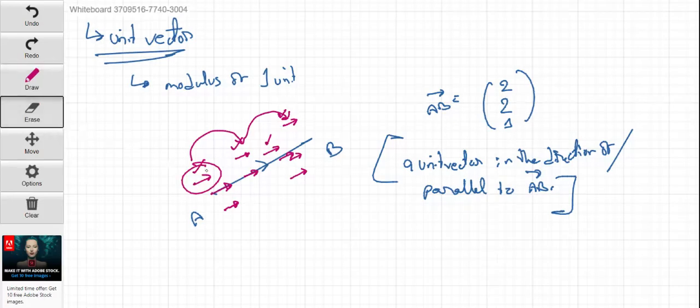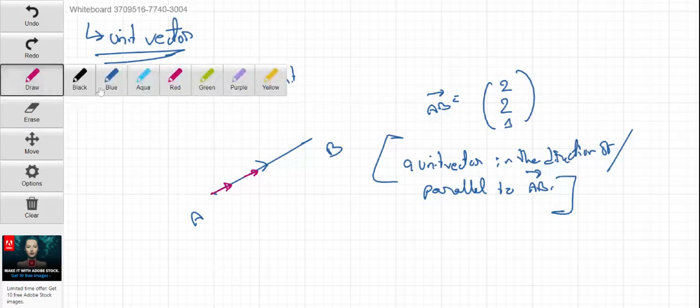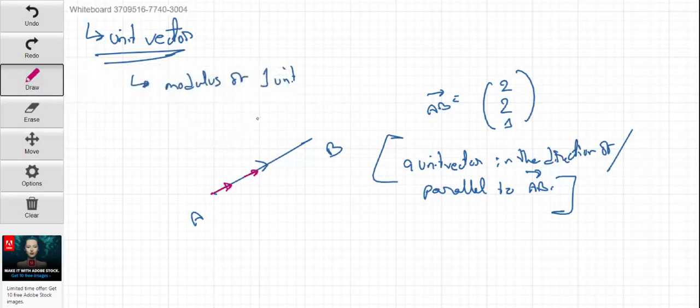So the way to think about this is, since I'm looking for a vector in the direction of AB, how about I think of it this way? I know that AB is a certain length long, and I can make use of that length or modulus in finding that unit vector. How? Well, let's first find the modulus of AB.